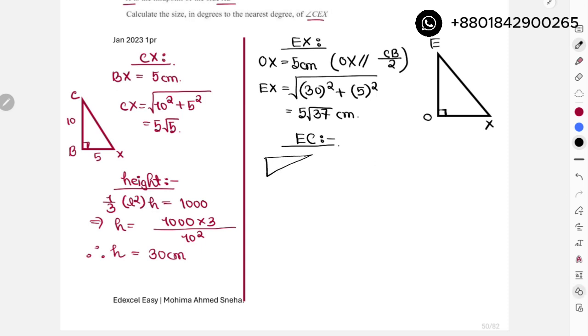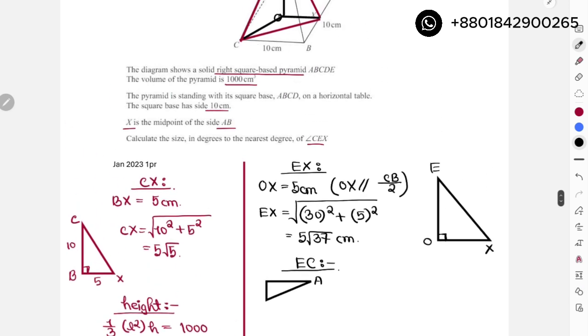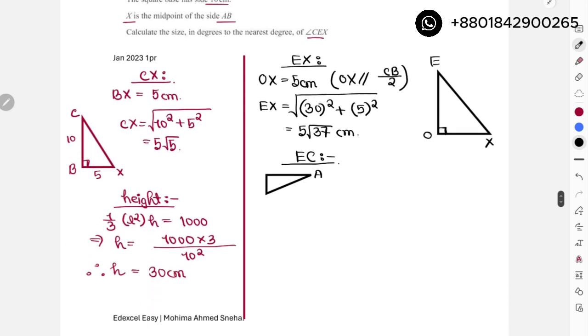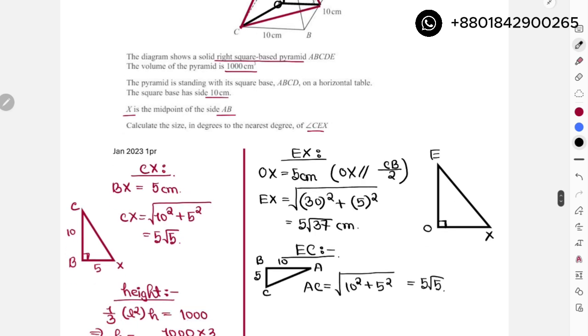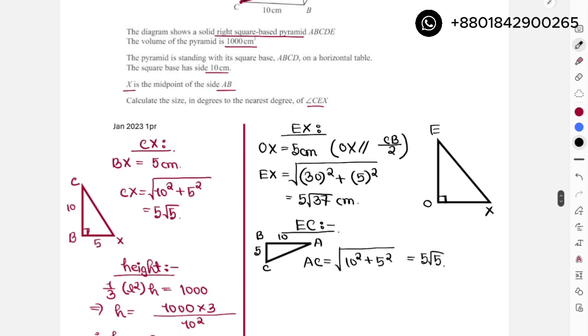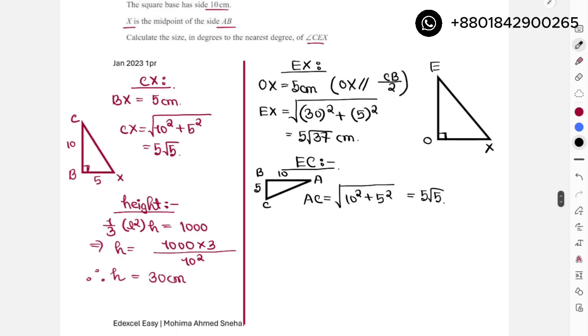So this is how they look. Very small diagram. Sorry, 1 minute. Yeah, ABC. This is 10 and this is 5. So again, I can understand that AC is just going to be 10 square plus 5 square, everything under the root. So which is just 5 root 5, right? Okay. So this is 5 root 5.